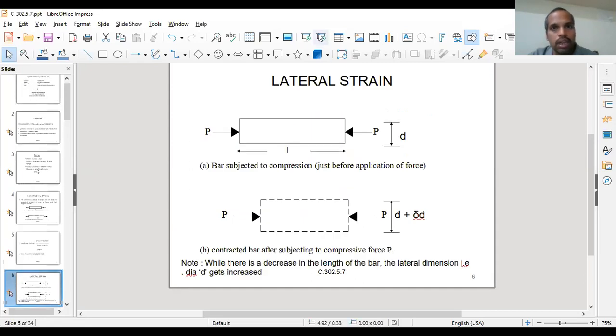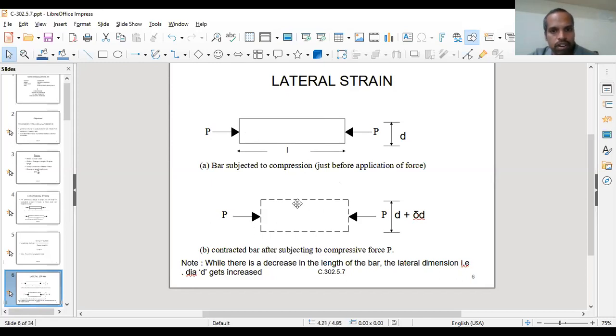Now let us come to the lateral strain. Lateral strain is nothing but this: when a member is subjected to loading, it may be compressive or tension, but in this case we have taken a compressive load. If a compressive load P is acting on this member, the initial length is L and the dimension, the diameter or this height, is D. This is the initial dimension just before application of the load.